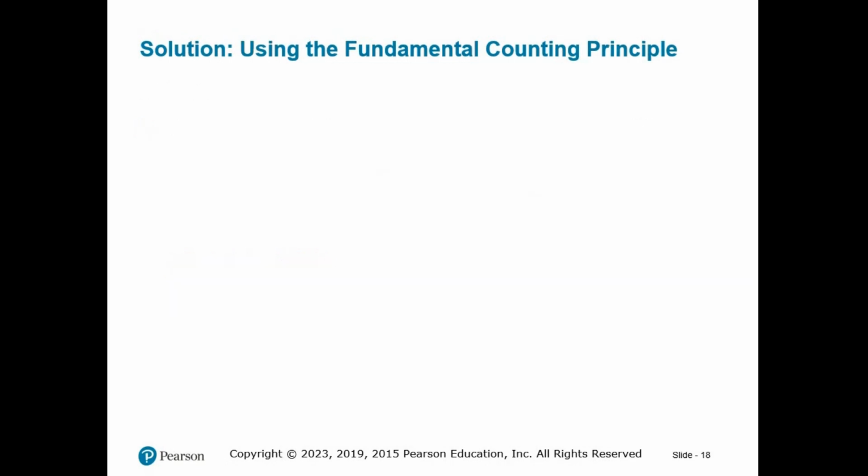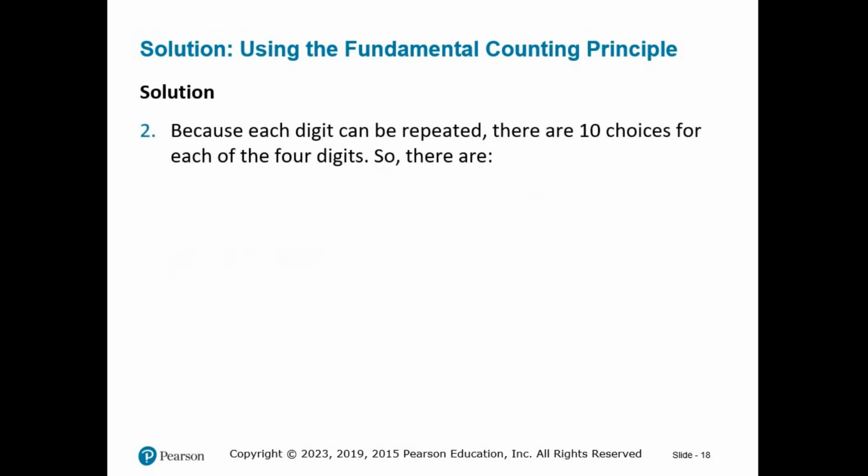Because each digit can be repeated, this one's a little simpler. There are 10 choices for each of the 4 digits. So there are 10 times 10 times 10 times 10, or 10 to the 4th power, or 10,000 possible access codes.